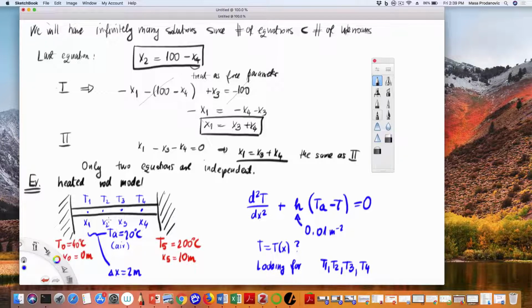Now I need to actually discretize my equation. So my equation is continuous. But I know that this equation is valid at every point of the rod. Therefore, it's valid at point x1, at point x2, at point x3, and point x4. Okay. So let's actually look at that.